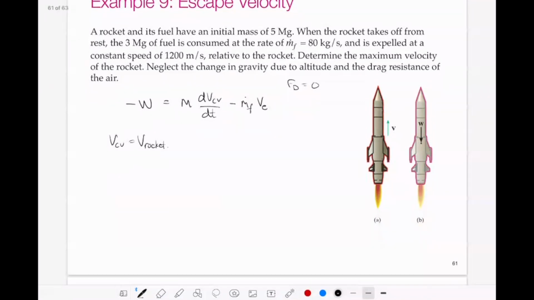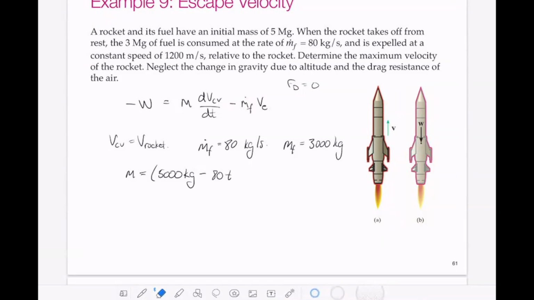So if we know the mass fuel rate is 80 kilograms per second, and the mass of fuel is equal to 3,000 kilograms, or 3 megagrams, then we can write the total mass of the aircraft as equal to the initial mass of the aircraft, 5,000 kilograms, minus 80 times t seconds, because it burns at a constant rate. Let's just write the units of kilograms outside here.